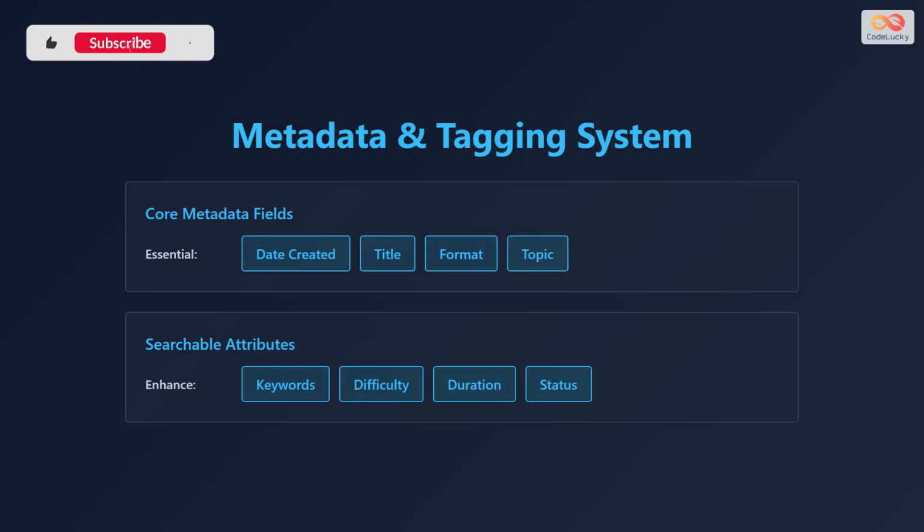Metadata is information about your content. Add titles, descriptions, keywords, and tags to every piece. Include creation dates, formats, performance metrics like views or engagement, and status notes like published or draft. Use consistent tagging across all content so searches work effectively. Good metadata transforms a pile of files into a searchable, discoverable library.